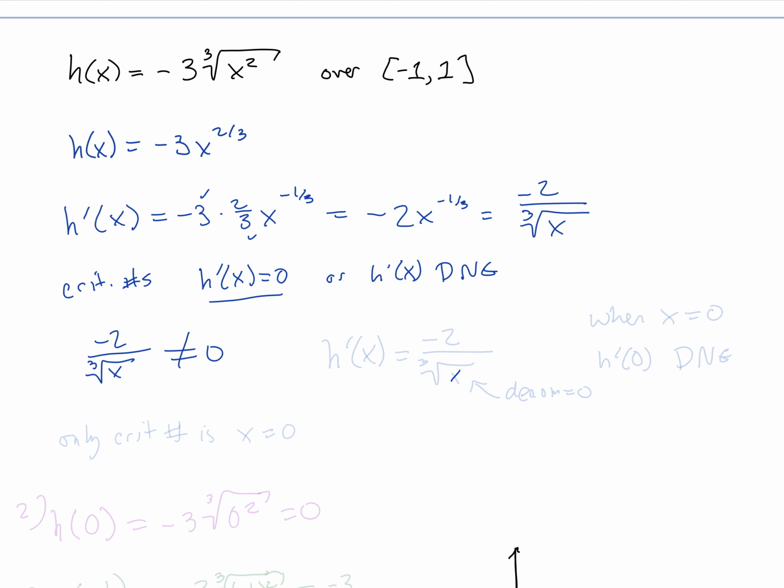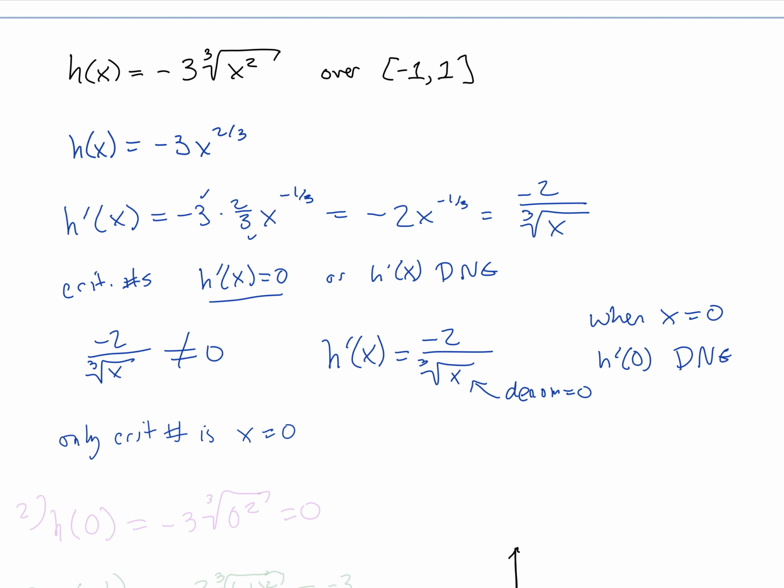What about when the derivative does not exist? h prime of x is negative 2 over the cube root of x. Are there any situations where this does not exist? Yes, if the denominator is equal to 0. For us, the denominator is equal to 0 when x equals 0. So when x equals 0, h prime of 0 does not exist. That means our only critical number is x equals 0.